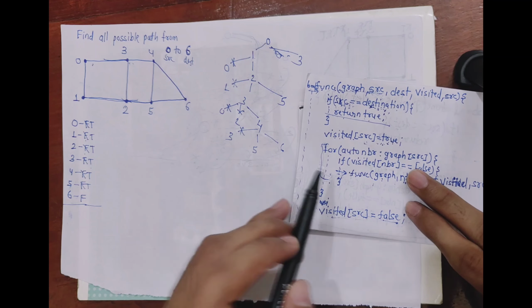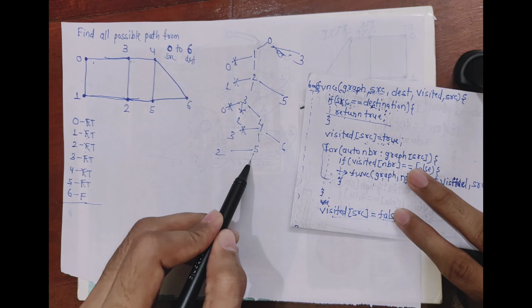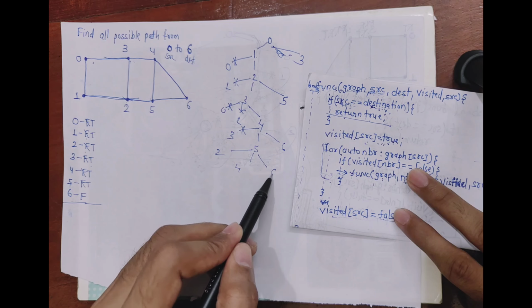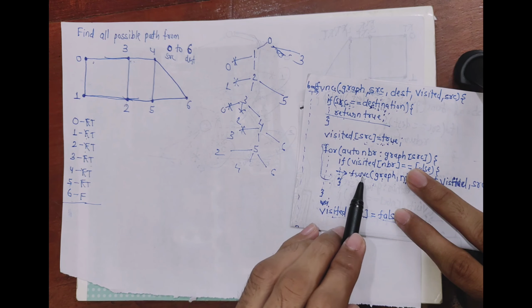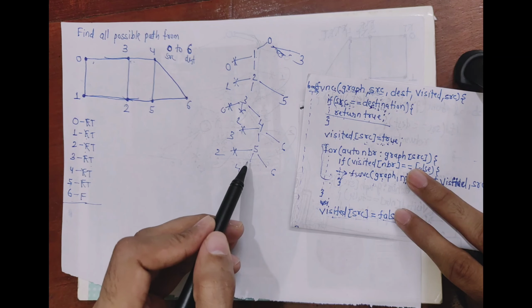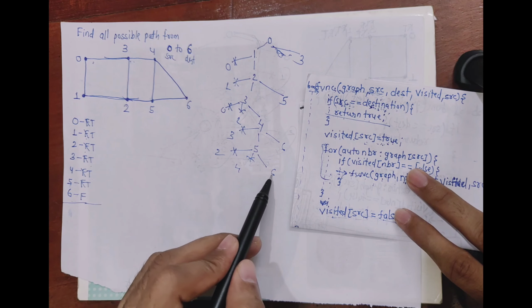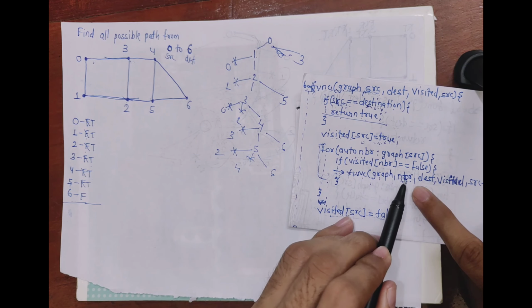Now we have to check its neighbors. So 5's neighbors are 2, 4 and 6, right? So we have to check which neighbor is false. 2 is true, this will not work. 4 is also true, this will not work. Now 6 is false, right? So we will be able to do a recursive call making 6 as a source node.